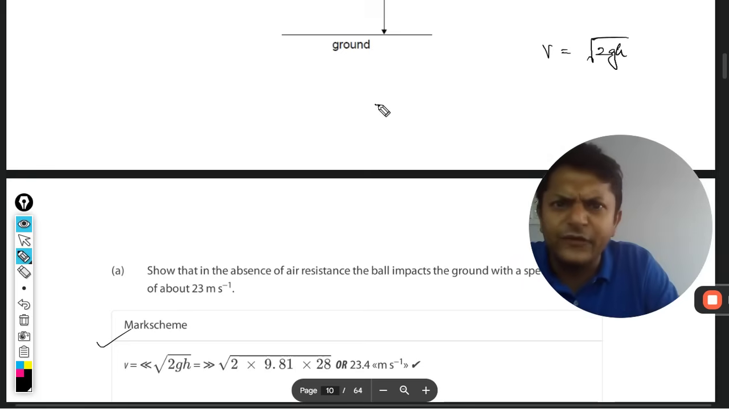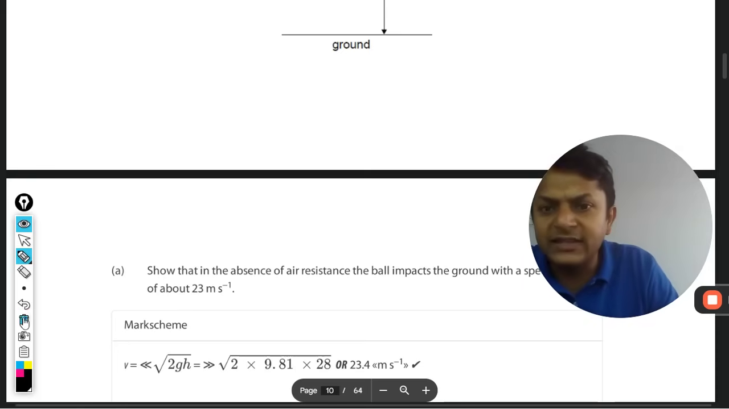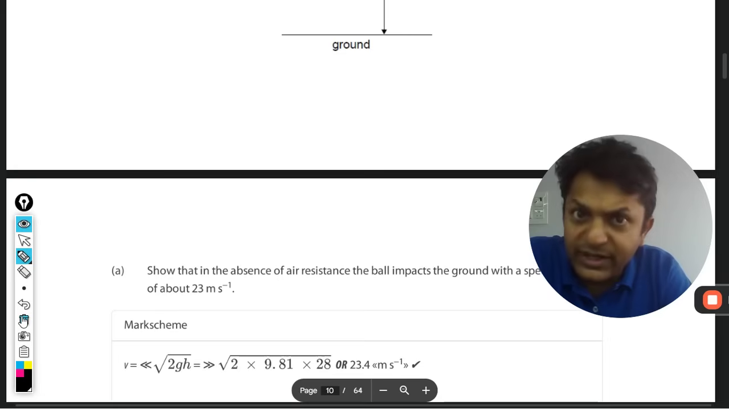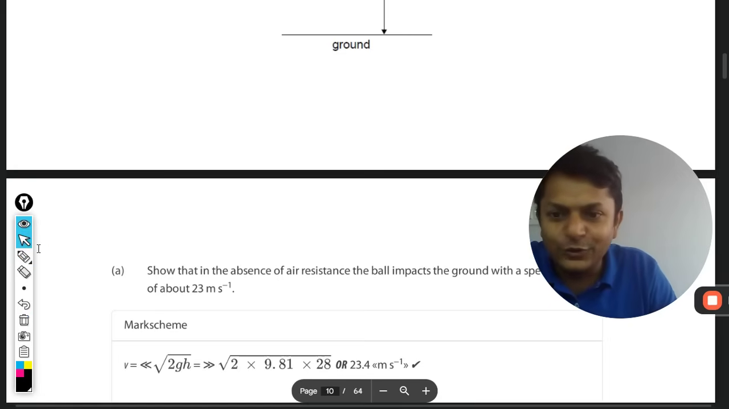Like there are many other formulas, like time period is root of 2h by g, and there are different cases and different formulas. I think all those formulas can be used in paper 2 if you remember them, but they are not given in the data booklet. Okay, so let us go to the next question now.